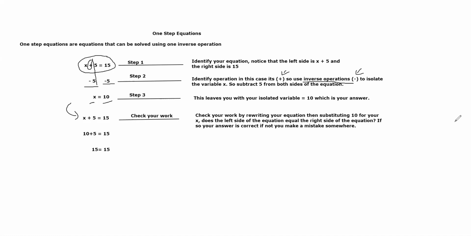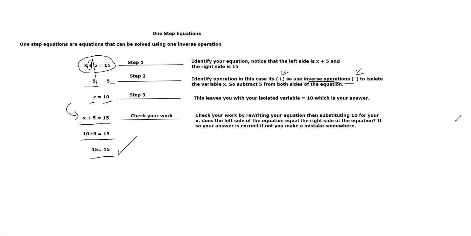Okay, so x is 10 now, right? So this is my original equation. Then I replace x with 10, so 10 plus 5 is equal to 15. And of course, 15 is equal to 15. So yes, my answer is correct. That is how you solve a one-step equation.